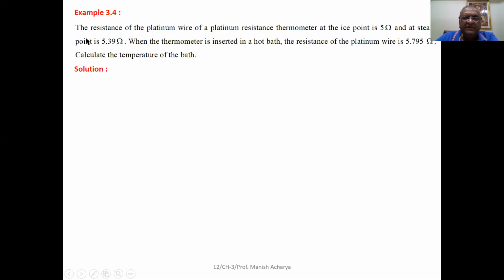Next example, 3.4. The resistance of a platinum wire of a platinum resistance thermometer at the ice point is 5 ohm and at steam point is 5.39 ohm. When the thermometer is inserted in a hot bath, the resistance of the platinum wire is 5.795 ohm. Calculate the temperature of that hot bath. Now see here.